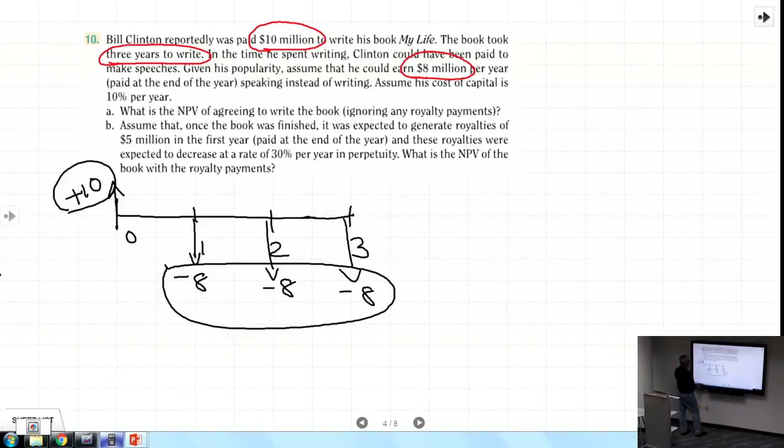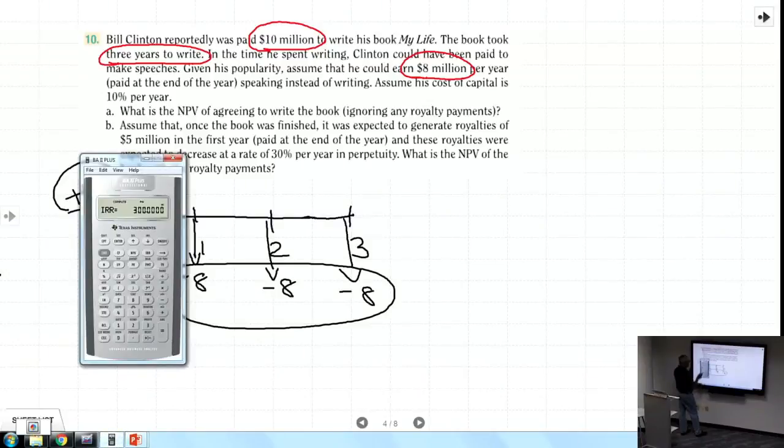So one of the ways in which we can do this, I'll show you two methods of using the financial calculator to solve a problem like this. Clear everything. Second, clear work. Go into the cash flow key. Second, clear work. So 10 million, 10 represents my cash flow today. CF0 is 10. Then I go down.